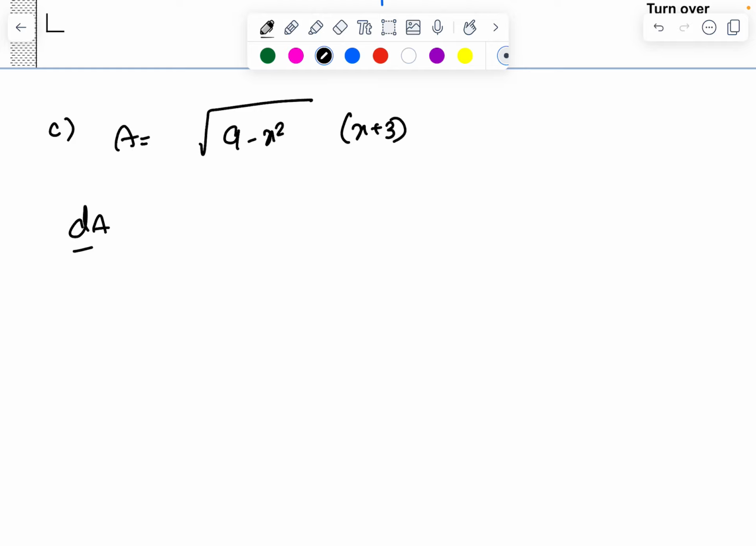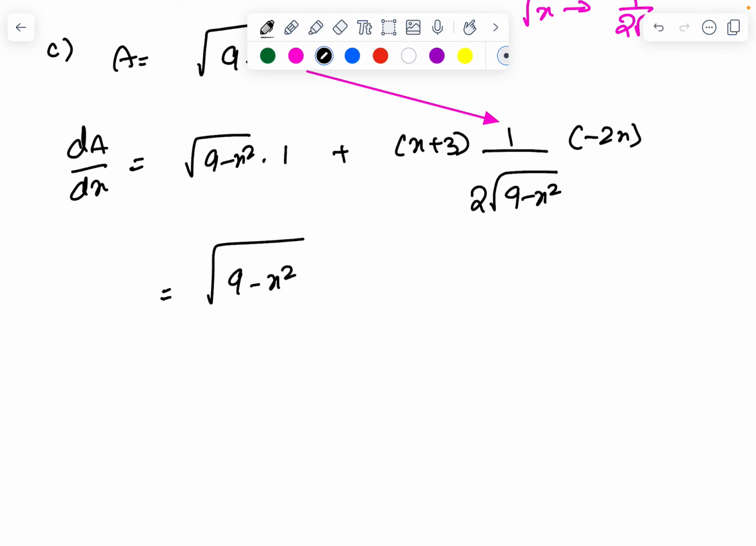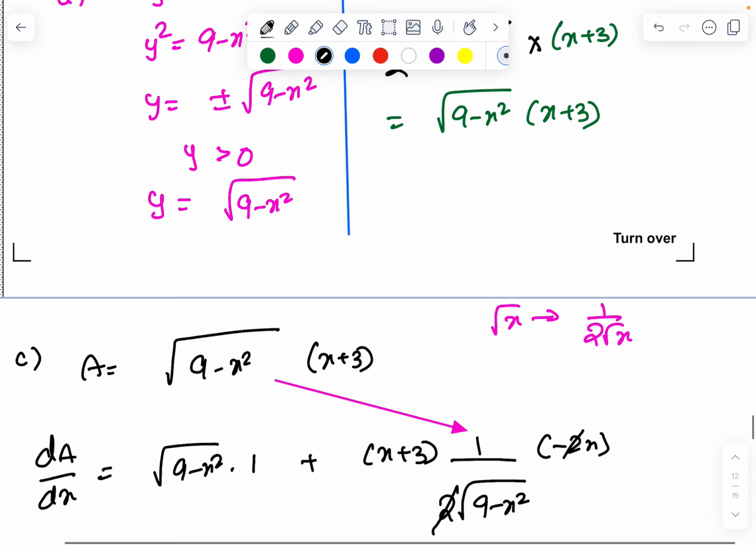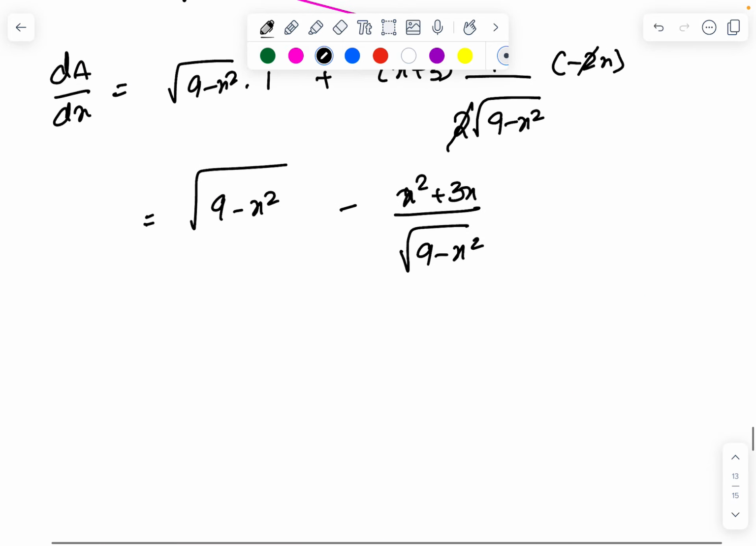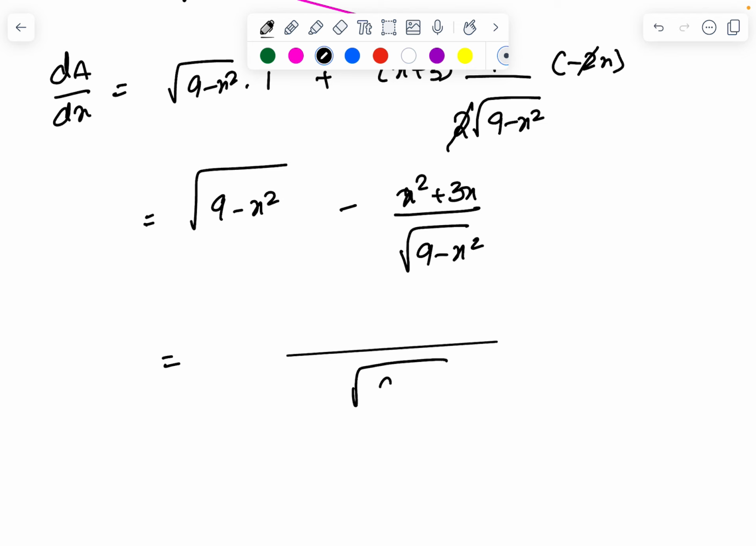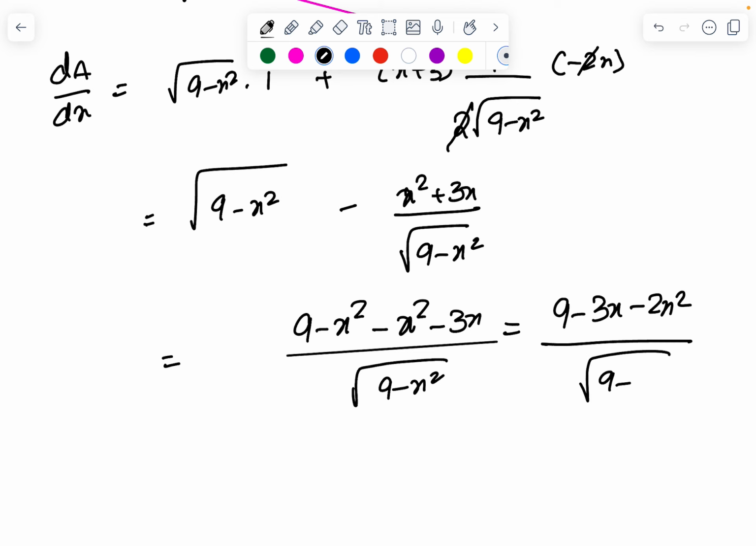So the square root of 9 minus x square derivative is 1 by 2 root of 9 minus x square times minus 2x. So it's going to be square root of 9 minus x square minus, then 2 and 2 get cancelled, x square plus 3x divided by square root of 9 minus x square. To prove it, take square root of 9 minus x square as a common denominator: 9 minus x square minus x square minus 3x, which is 9 minus 3x minus 2x square, divided by square root of 9 minus x square.